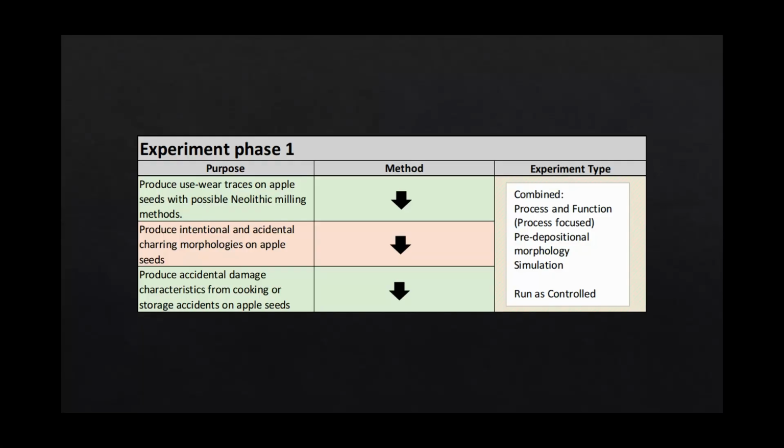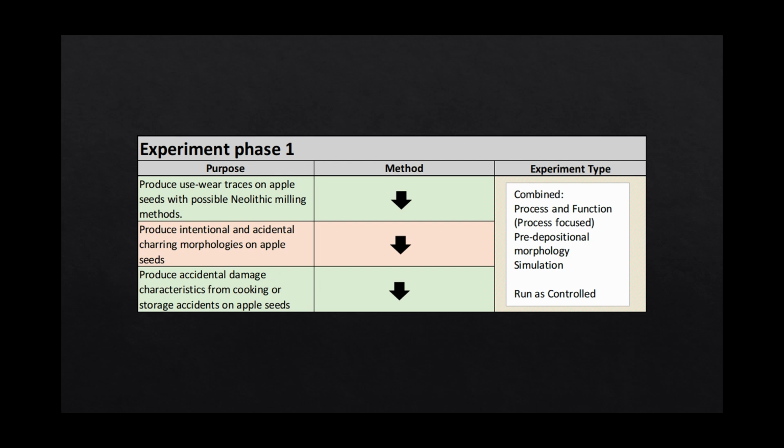This experiment was designed to help identify the processes the apples underwent in the Mk4 pot. There are 3 primary purposes for the charring experiments. The first is to produce wear morphology on apples and seeds with possible Neolithic milling methods. The second is to produce intentional and accidental charring morphologies on the apples and seeds. The third is to produce accidental damage characteristics from cooking or storage accidents on the apples and seeds.